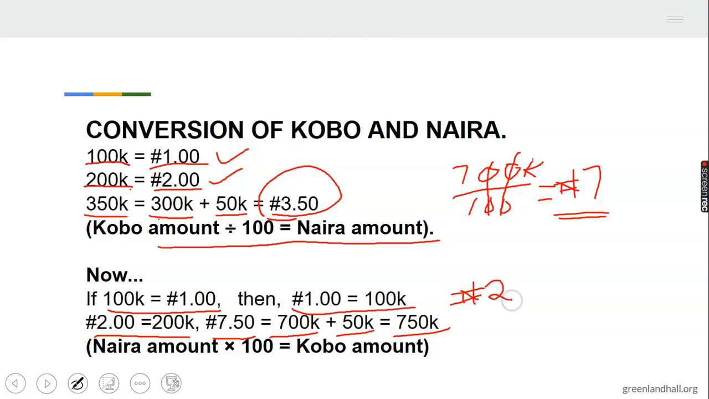How do we change 2 naira to kobo? Just take your naira amount, multiply it by 100. You say 2 times 100. And 2 times 100 is what? 200. Because 100 times 1 is 100. Then 100 times 2, or 2 times 100, will give you 200. See it again. 2 times 0 is 0.